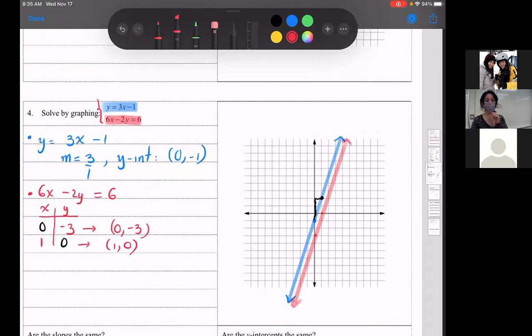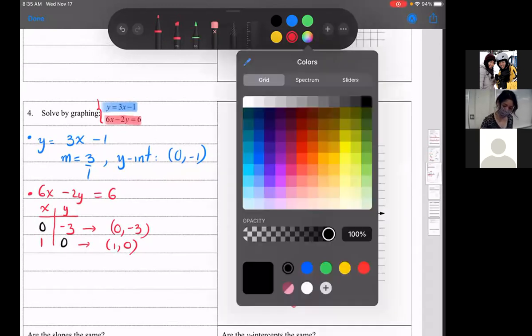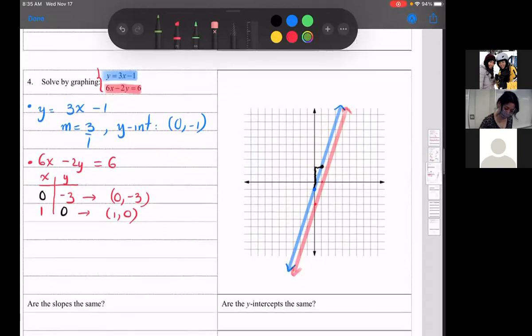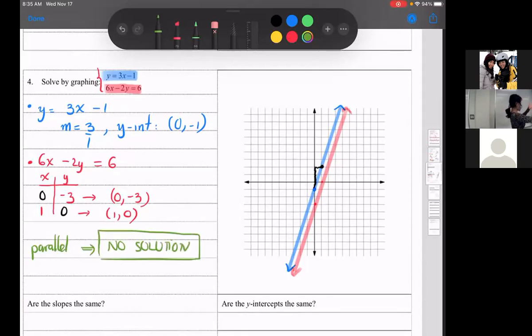What happens to the two graphs? They're parallel, that means? Yeah, that means what? What happens to the solution? What do we say? Yeah, parallel. That means no solution. They go on forever without seeing each other, without meeting each other, not even once.